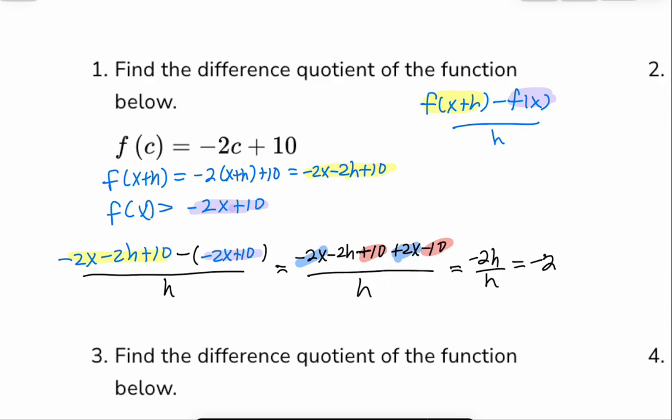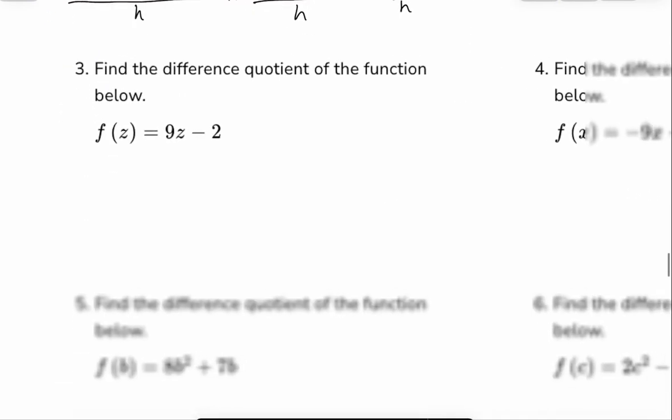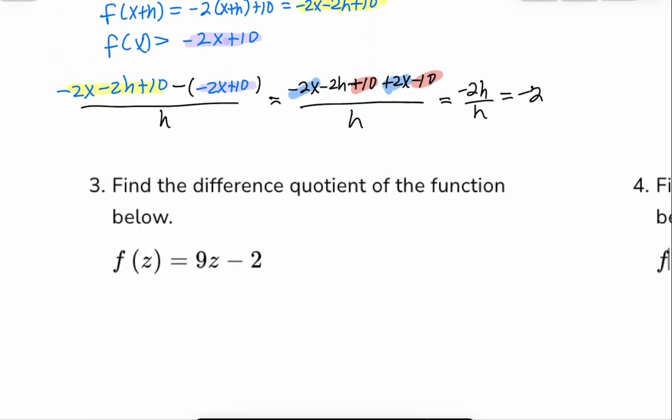Now, we're going to do it one more time. We're going to do it with number 3 with a linear function. We do want to do a quadratic, but I want to do a linear function next. Okay, so let's write down our difference quotient.